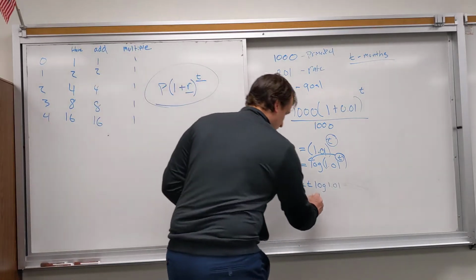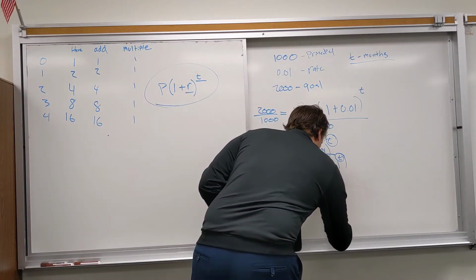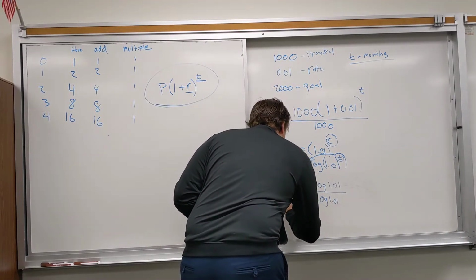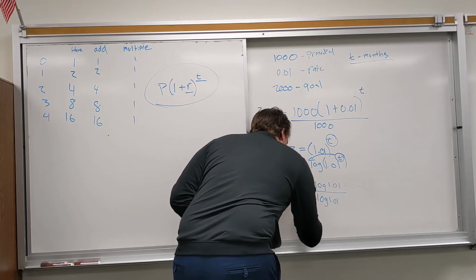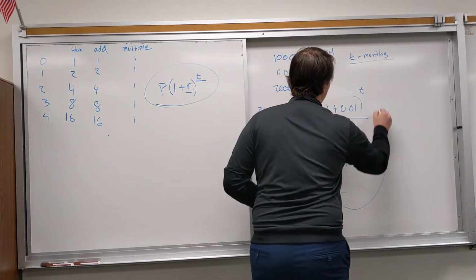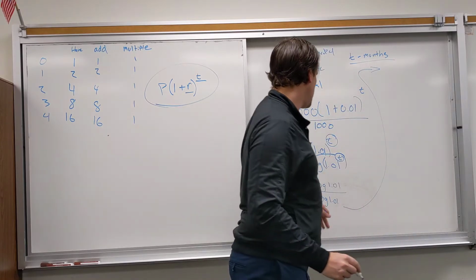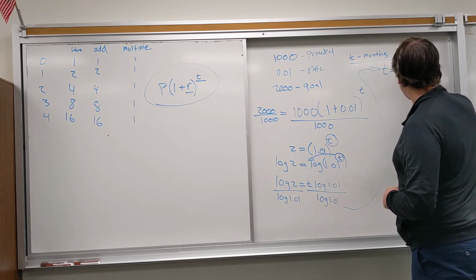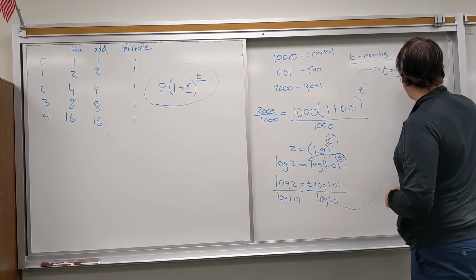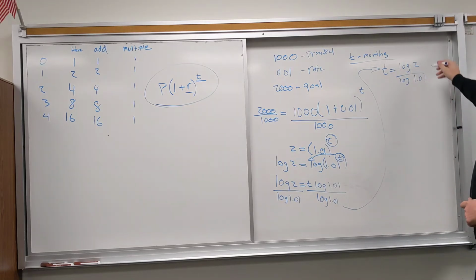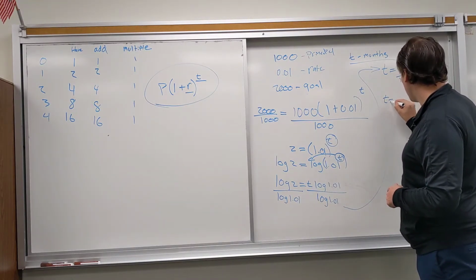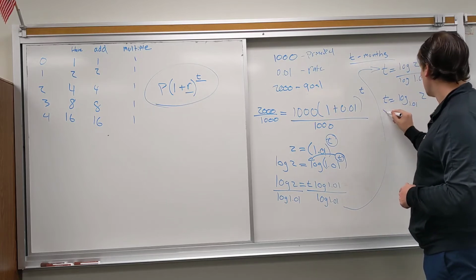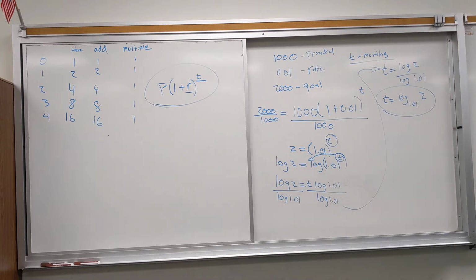Now we just solve for t. So we're going to divide by log 1.01. Remember, that's just a number. Whatever we do to one side, we've got to do the other. Divide by log 1.01. So if we pull this up here, we get t is equal to log of 2 divided by log of 1.01. Or, if we remember our change of base, that's going to be t equals log base 1.01 of 2. And that's our final answer here.